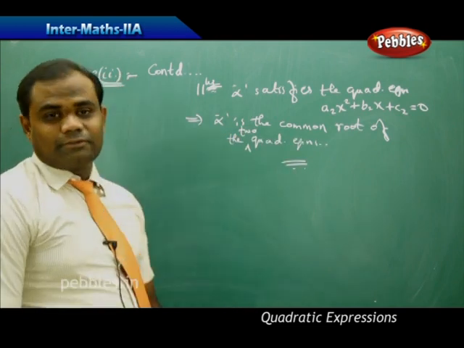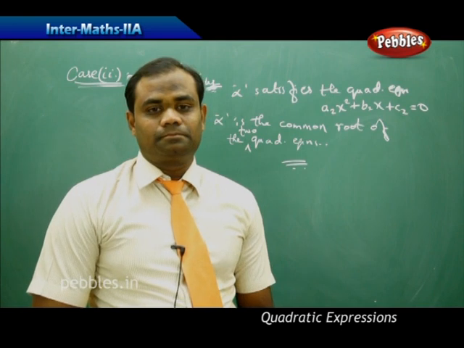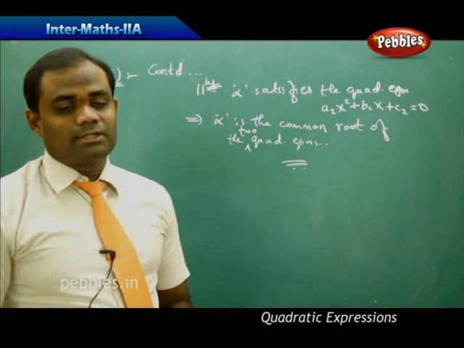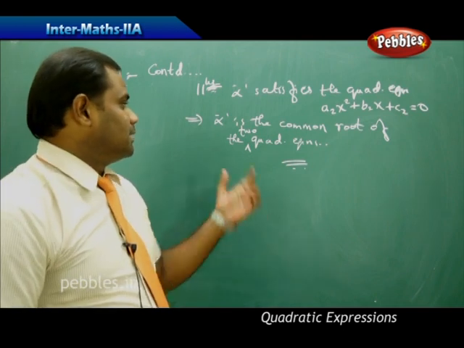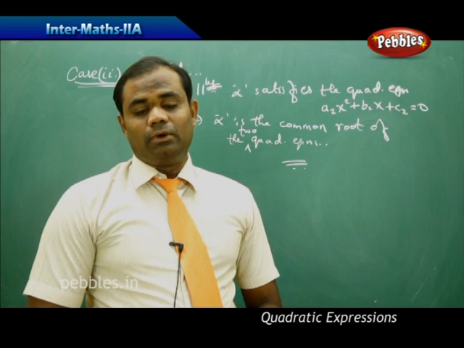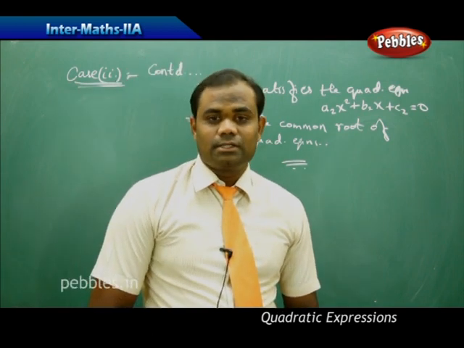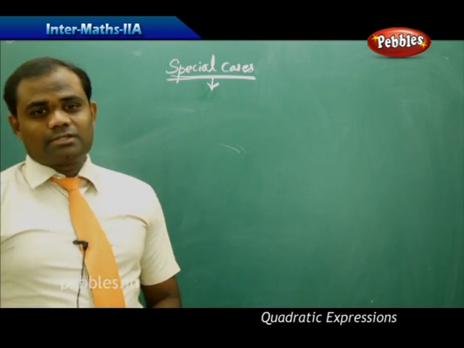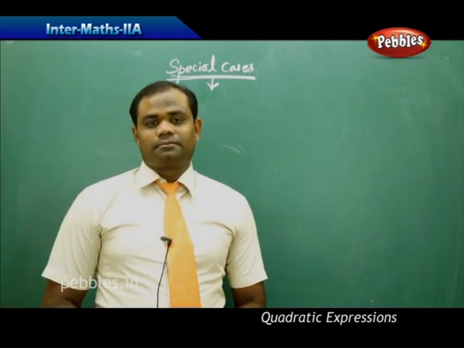Which proves the sufficient condition of the theorem. Assuming the given condition, we have proved in the sufficient part that alpha is the common root. This is how we understand the theorem, both through the necessary and sufficient condition. So let's see some special cases of the quadratic equations.